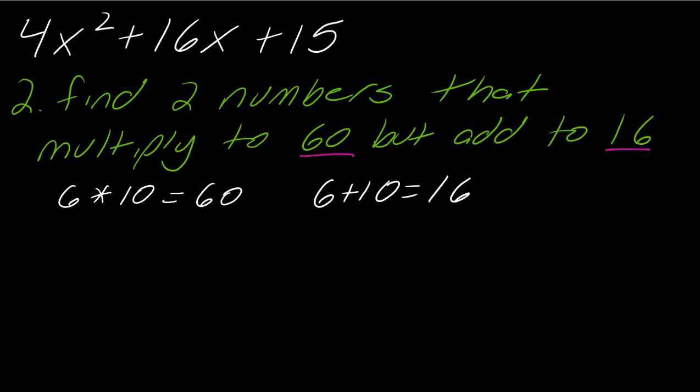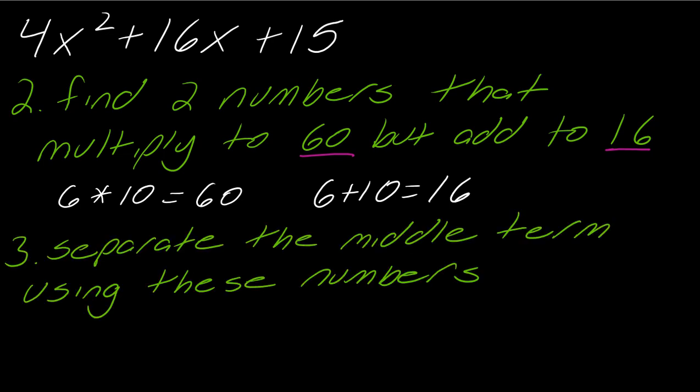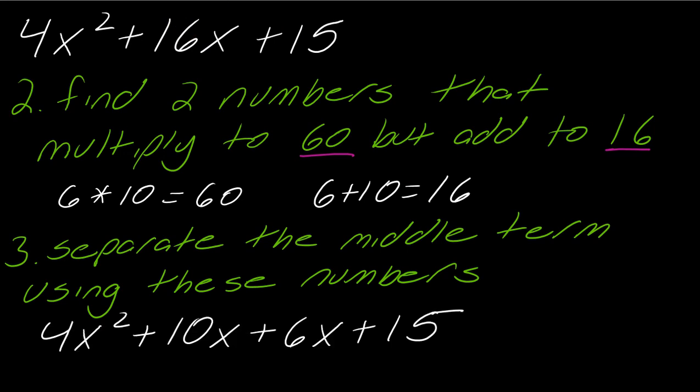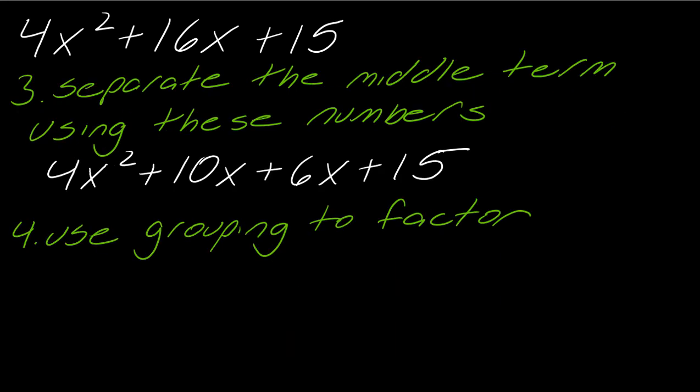Okay, so the next thing that we want to do is separate the middle term, this 16x, using the numbers that we just came up with, 6 and 10. So this 16x now is going to get broken up as 10x and 6x. And so now look at what we have. We have 4 terms. To move forward with this, we want to use grouping to factor. Okay? At this point, if you have to write things down and rewatch the explanation, feel free to do that and pause where appropriate.